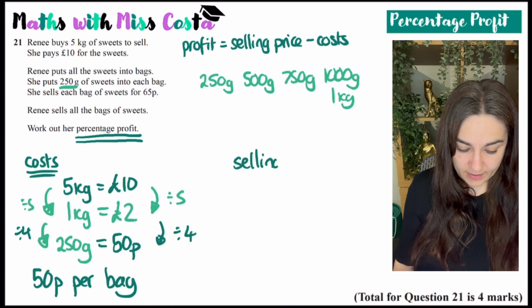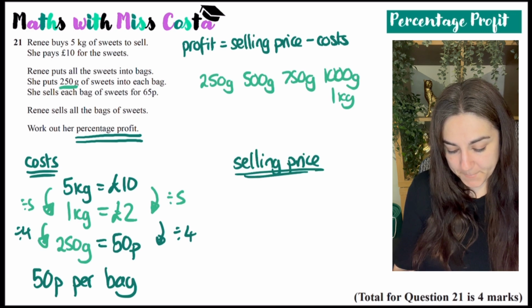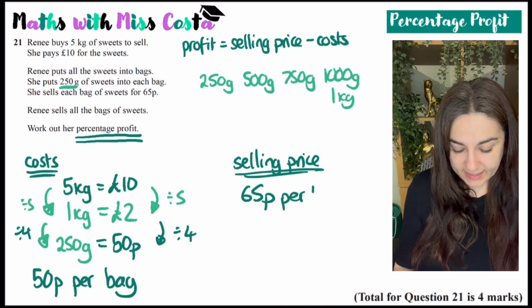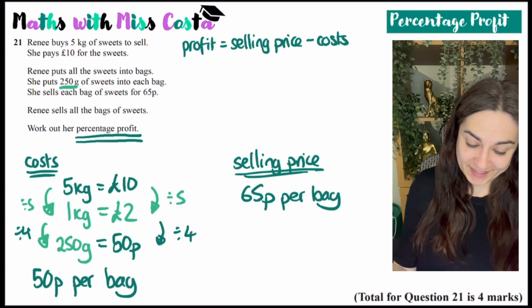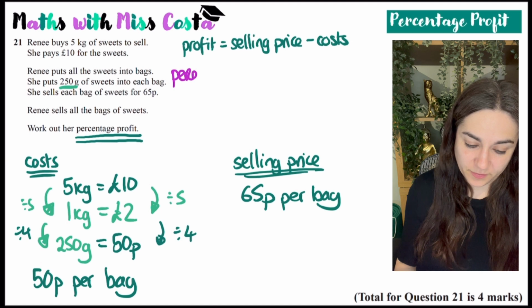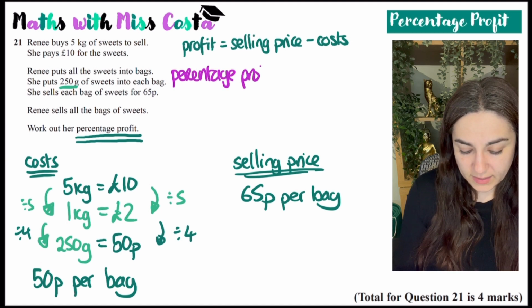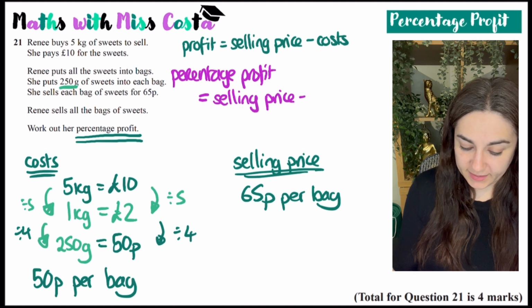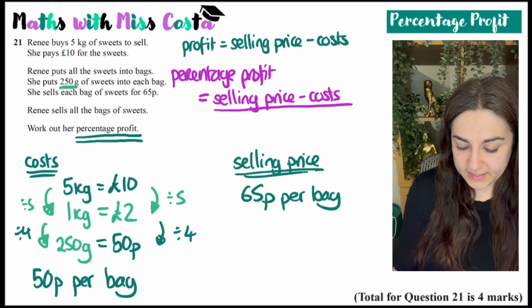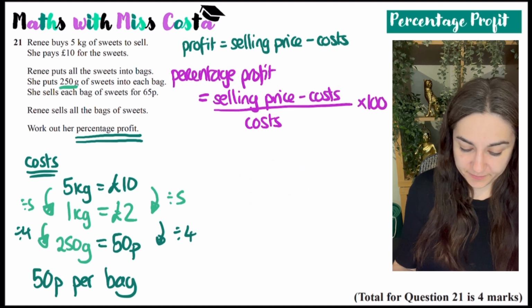And then her selling price is 65 pence per bag. So how do I work out percentage profit? So percentage profit, the formula for percentage profit is your selling price, take away costs, over your costs, times by 100.